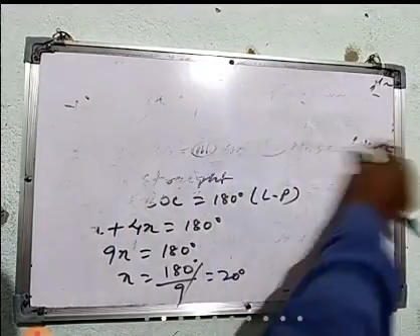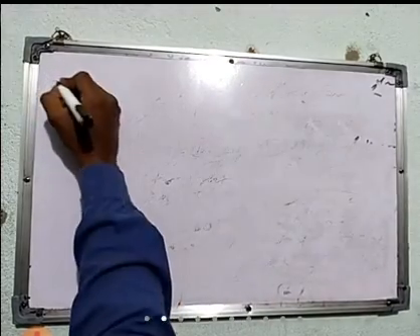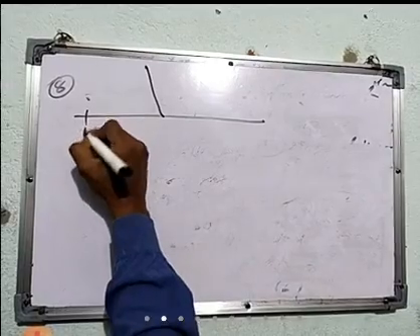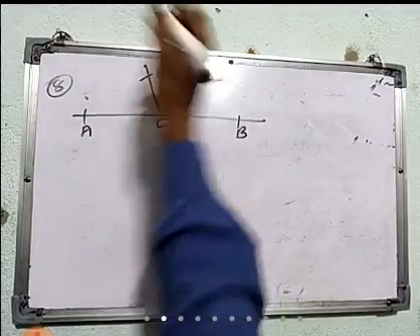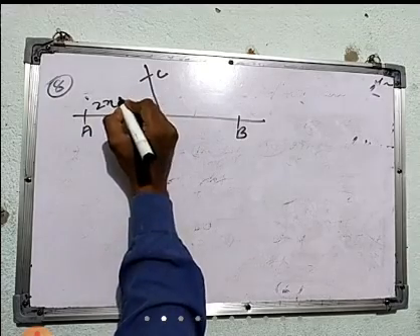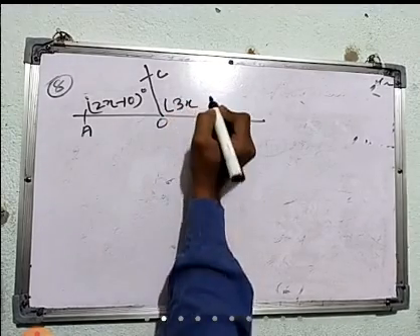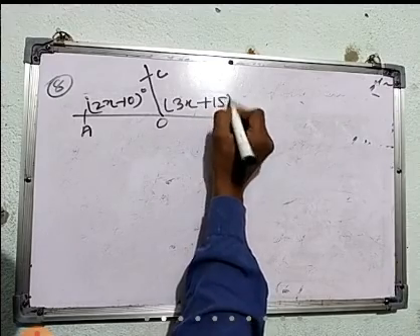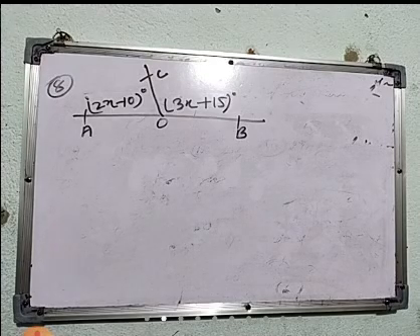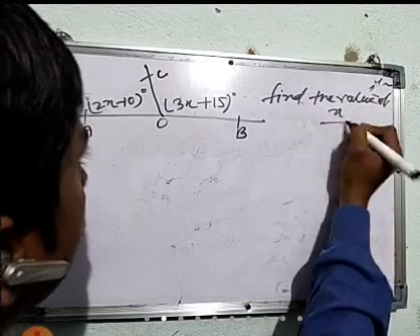Next question. A, O, B and C. The value of angle AOC equals 2x minus 10 degree and the value of angle BOC equals 3x plus 15 degree. Okay. So find the value of x.